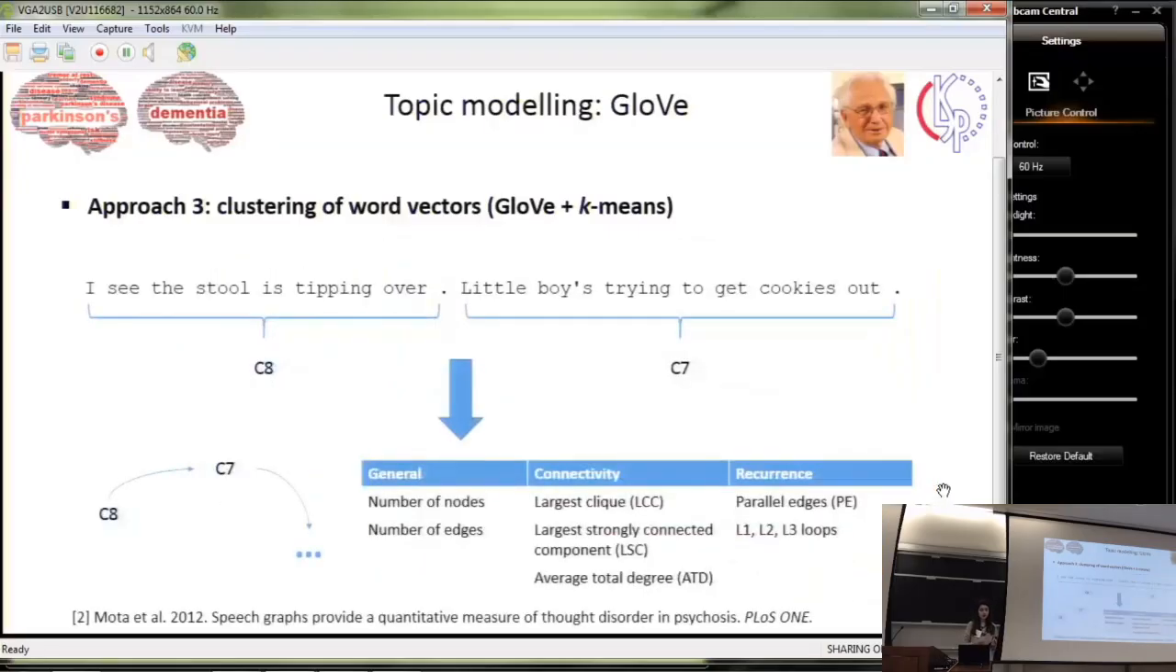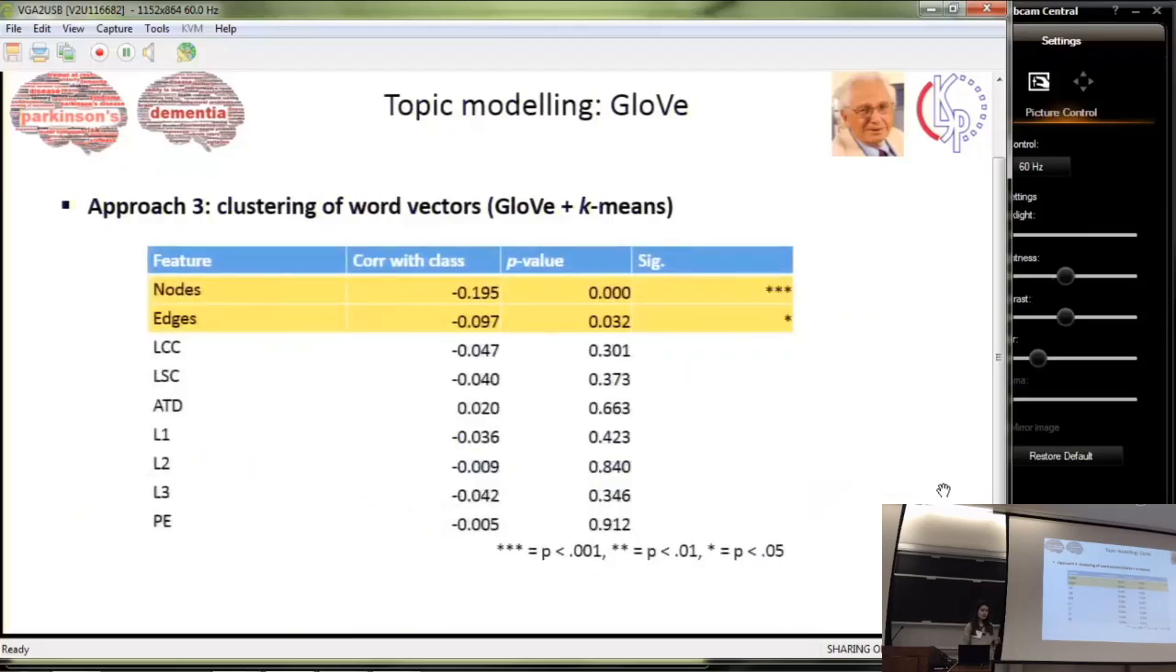Then we also took each utterance, and we produced the topic for each utterance by taking the majority vote for all the word topics in the utterance, and we constructed a directed graph where each node in the graph is an utterance topic. Then we computed some graph features like the number of nodes and edges, some connectivity features like the largest connected component, largest strongly connected component, and average total degree, as well as some recurrence features like the parallel edges and the number of loops with 1, 2, or 3 nodes. We find that the number of nodes and edges are highly significant, with controls having more unique utterance-level topics, which is expected.